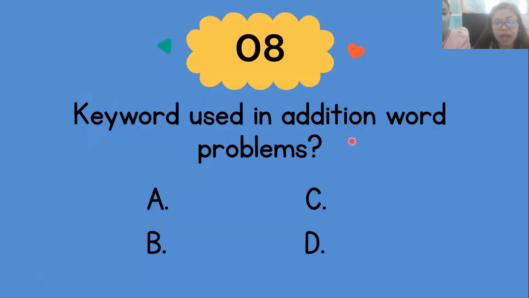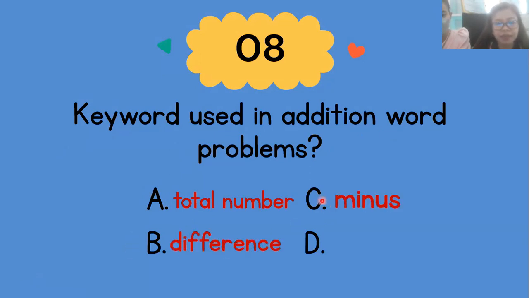So, keyword used in addition word problem. Keyword used in addition word problem. A, total number. B, difference. C, minus. D, left. A keyword used in addition word problems. A, total number. B, difference. C, minus. D, left.